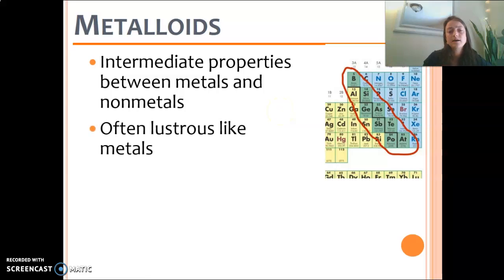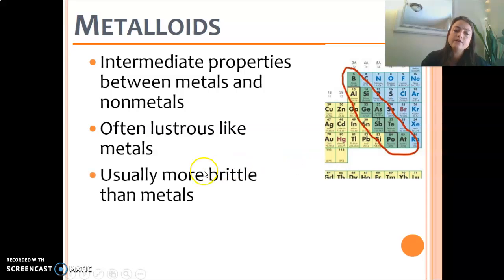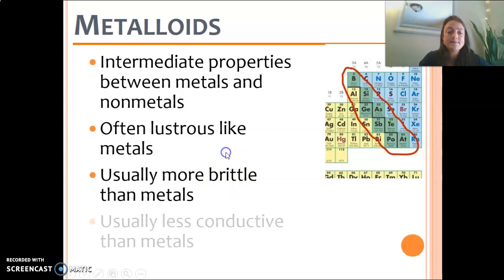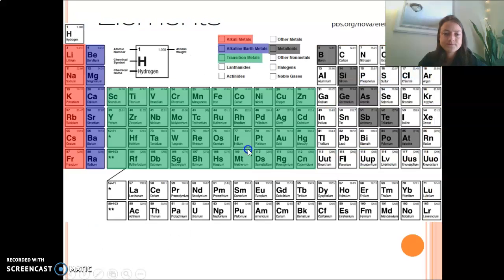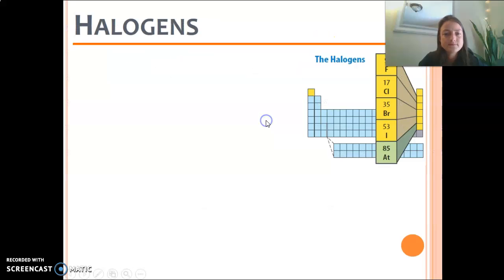So some things about them is they're often pretty lustrous. That's what lustrous looks like spelled out. It just means shiny. They're often lustrous like metals, and they're usually more brittle than metals, which means that they're not as malleable and they can actually break. And they also are usually less conductive than metals. So they don't transmit electricity or heat quite as well as some of our metals do. So that's where our metalloids are on this periodic table. Our black is the metalloids.